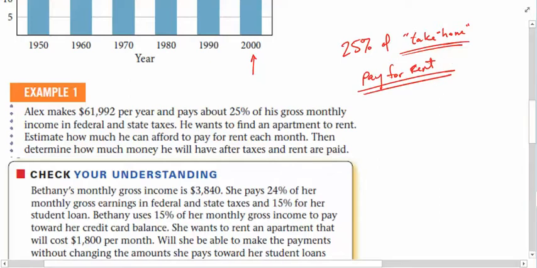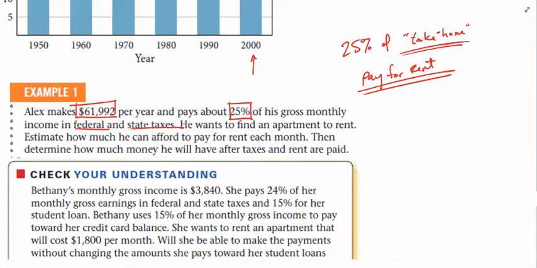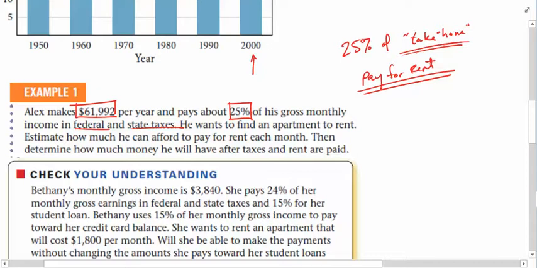So in this scenario, Alex makes $61,992 per year, and if he makes that kind of money, 25% of it goes to his federal and state taxes. So he doesn't get to see any of it. 25% right off the bat goes to taxes. So after we calculate taxes and after we take that money away, we have what's left, the take-home pay. And he'd like to find an apartment to rent.